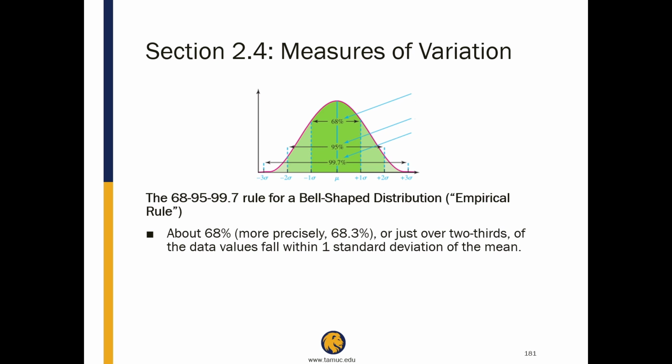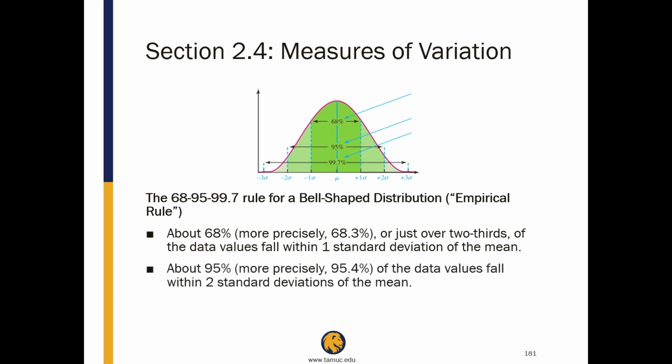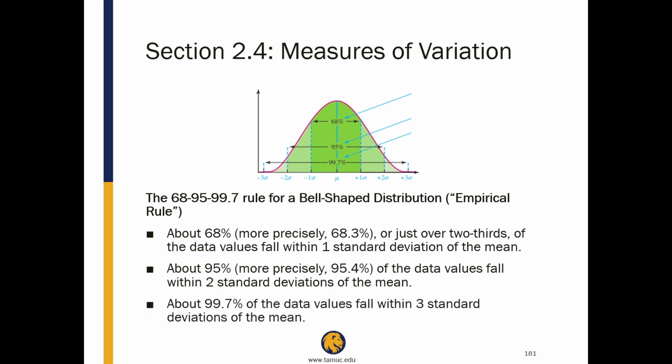What it basically means is 68%, or more precisely 68.3%, just over 2/3 in a bell-shaped distribution will fall within one standard deviation of the mean. So you can tell well over a majority fall within one standard deviation of the mean, mostly clustered in the middle. But as you spread out, 95%, or more precisely 95.4% of the data values fall within two standard deviations of the mean, and 99.7% of the data values fall within three standard deviations of the mean. So the picture here is meant to show how the mean is in the middle, and as we move on either side of the mean, what percentages do we have contained inside of there.